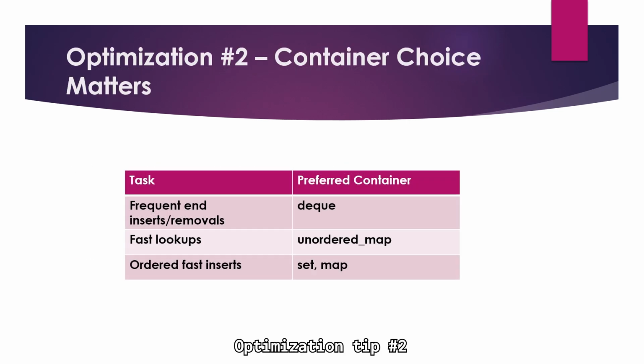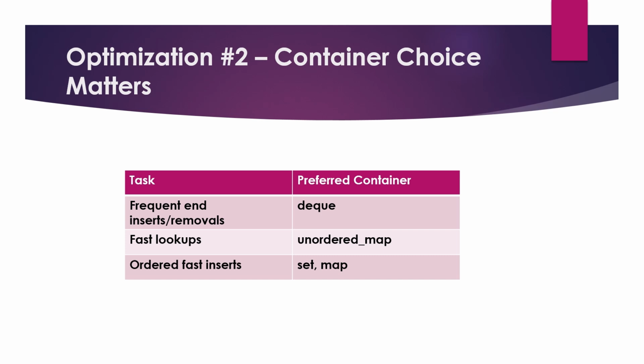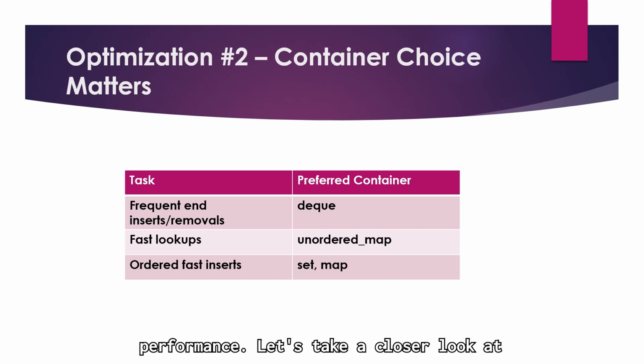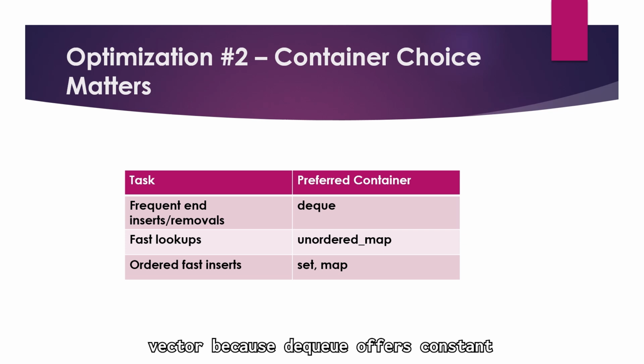Optimization tip number 2: choosing the right container for the job. This is crucial for improving performance. Let's take a closer look at this table, which outlines the preferred containers for various tasks. For example, if your task requires frequent insertions and removals at both ends, the deque is a better choice than vector because deque offers constant time insertions and deletions at both ends.